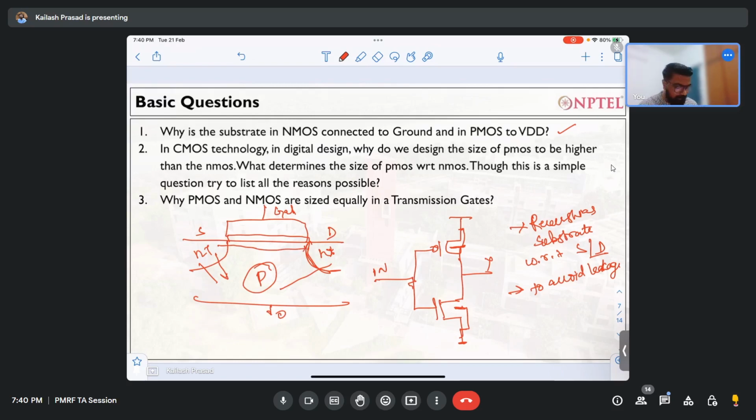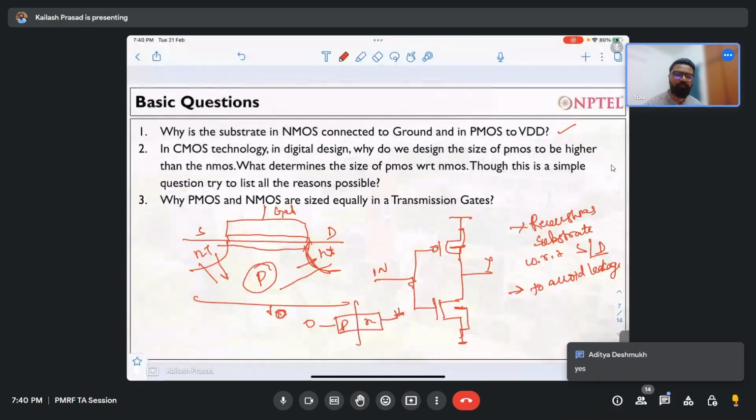So that's the reason in the case of NMOS you make it zero. If the P side is connected to zero and the N side is connected to some voltage, this junction will be reverse biased and the leakage will be extremely small. That's why we make sure that the substrate in NMOS is connected to ground and the substrate in PMOS is connected to VDD. Is that clear to everybody? Okay, what about others?